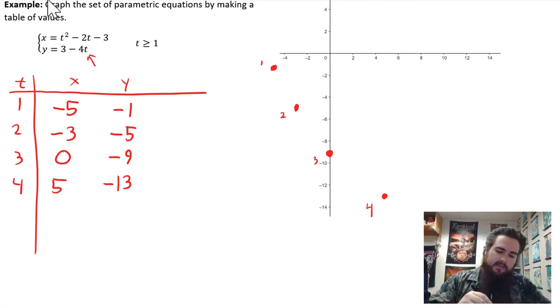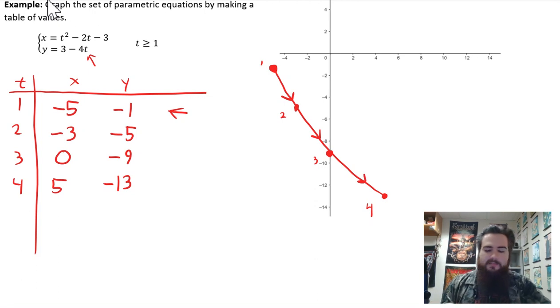I will connect these values in order. And I will also indicate orientation to indicate where I'm starting and where I'm going. My first point I plotted was negative 5, negative 1. So I am curving down this set of points. However, keep in mind that 4 is not the restriction on t. T is not restricted to be at maximum 4. I could continue to plug in higher and higher values.